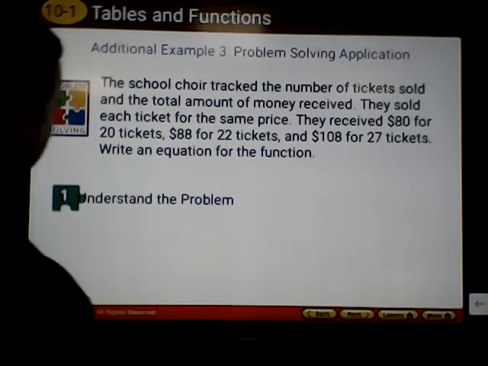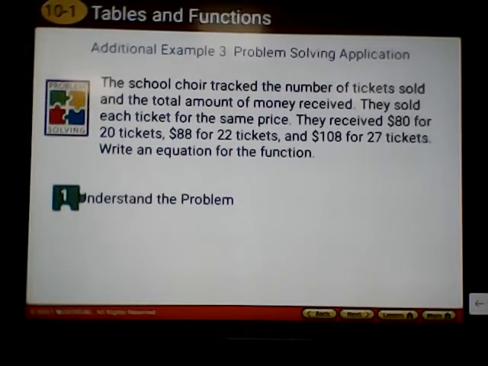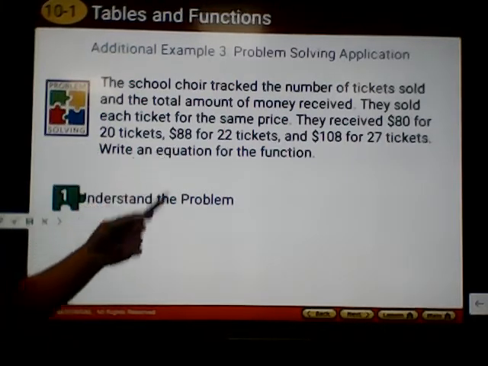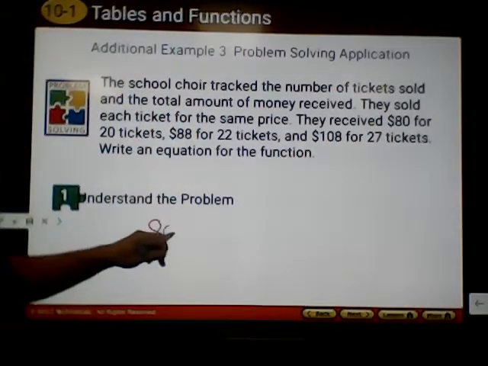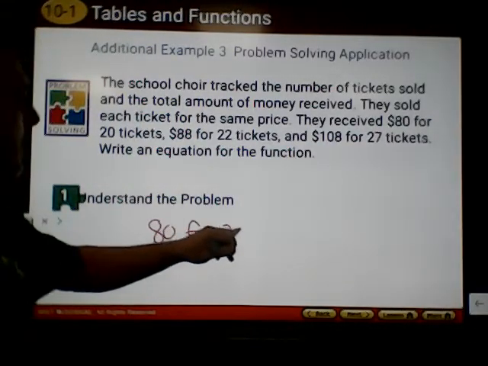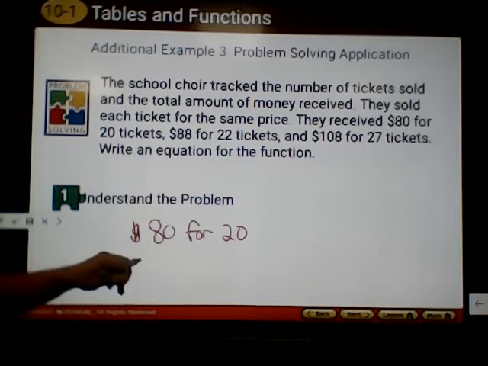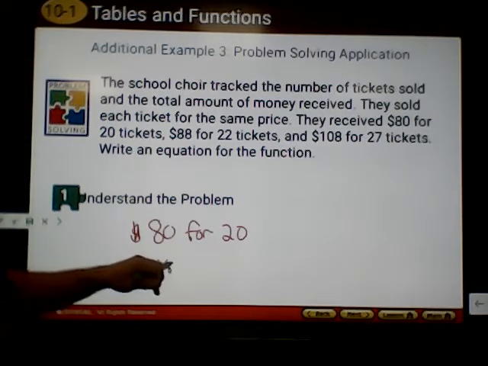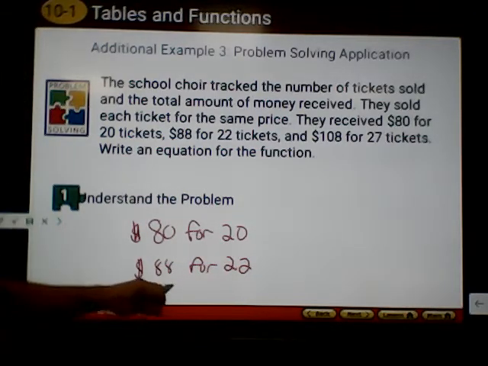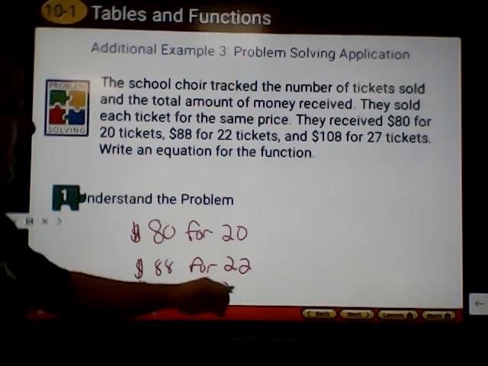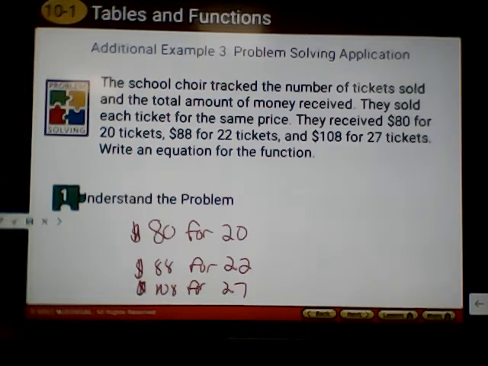Now, in example 3, this one looks like it's hard because there's a lot of stuff, but it's actually pretty easy. The school tracked the number of tickets sold and the total amount of money received, and they sold each ticket for the same price. One time they received $80 for 20 tickets. Then they received $88 for 22 tickets. And then they received $108 for 27 tickets. They want you to write an equation.